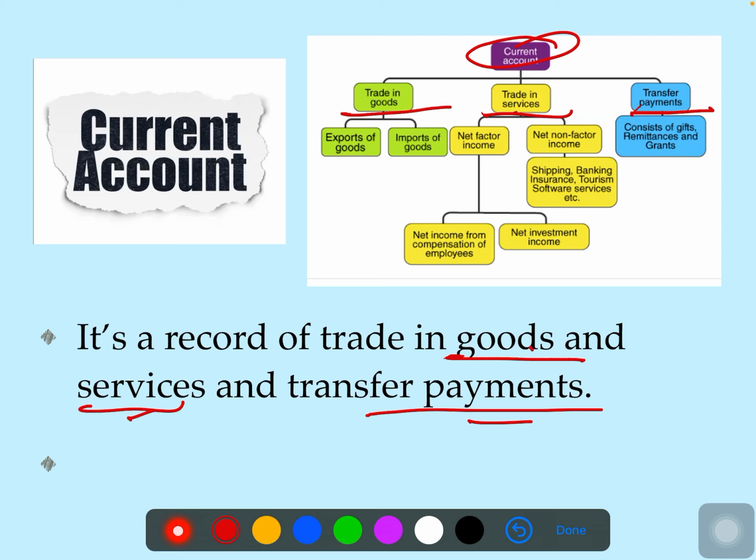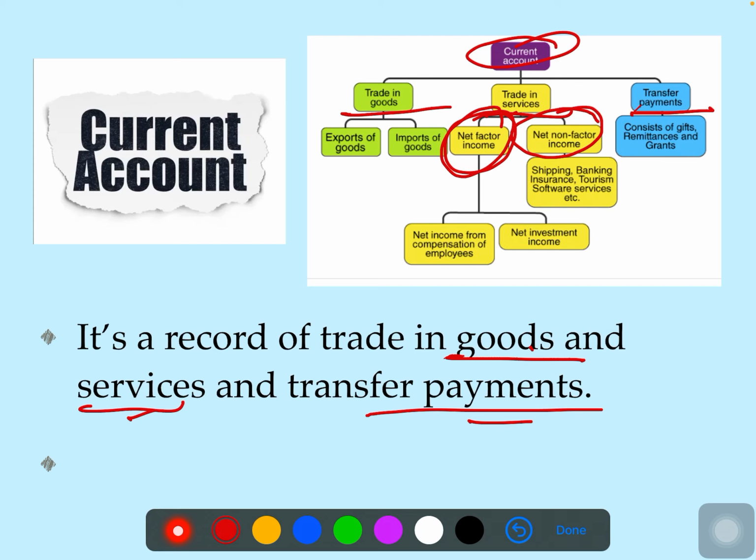Trade in services includes net factor income. That means for land, labor, capital, and organization, how we are paying, what transactions we are doing for the factors of production, is recorded in net factor income. The next one is net non-factor income. In this we have shipping, banking, insurance, tourism, software services, all of these.